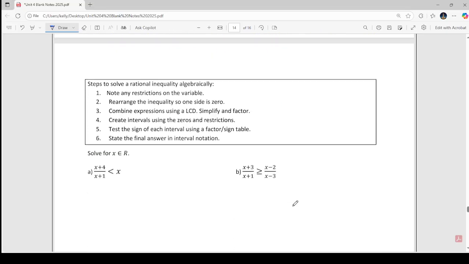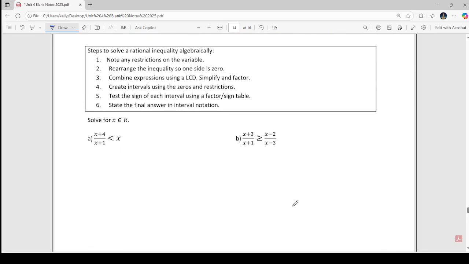Okay, so what if it doesn't already equal 0? We're going to have to manipulate it. So first we will note any restrictions on the variable. X can't be -1. We will rearrange the inequality so one side is 0. So we can't get rid of the fractions with inequalities because sometimes the factor you'd multiply by will be less than 0, and sometimes it'll be greater than 0, and we wouldn't know what to do about this inequality sign.